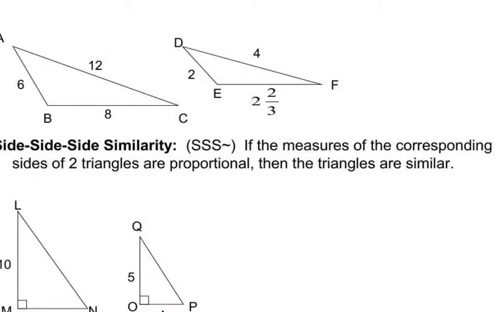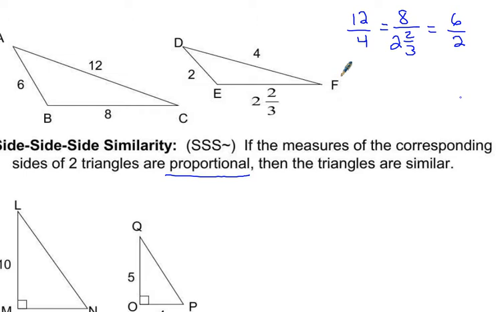This first one is side similarity. In order to prove side similarity, all of the corresponding sides must be proportional to each other. Just like last night's homework, you set up the ratio for each one of the sides. You put the 12 over the 4, the 8 over the 2 2/3, and the 6 over the 2. It doesn't matter which one you put first, as long as they're connected to the right number.